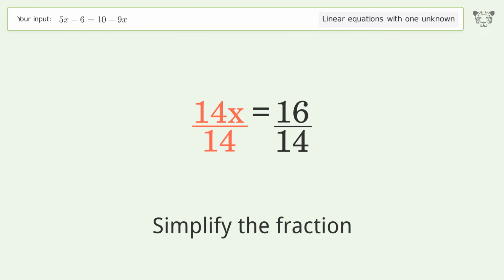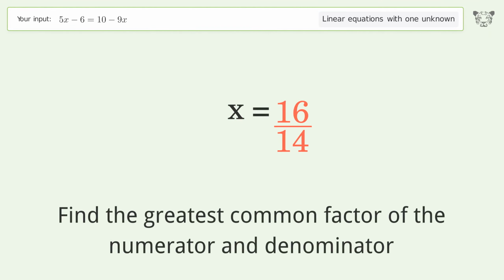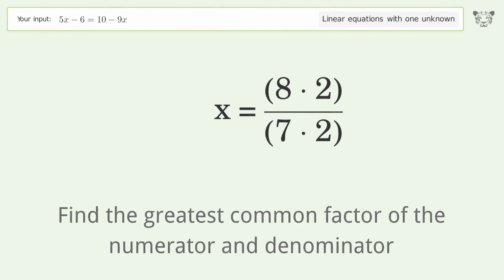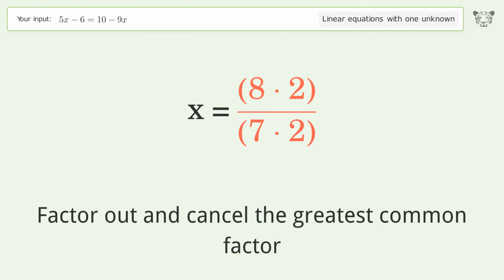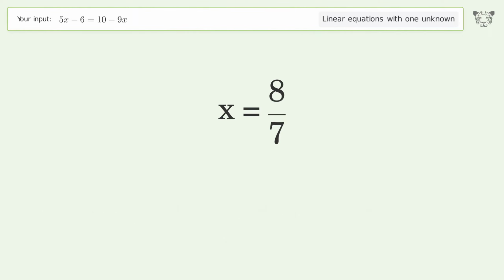Simplify the fraction. Find the greatest common factor of the numerator and denominator. Factor out and cancel the greatest common factor. And so the final result is x equals 8/7.